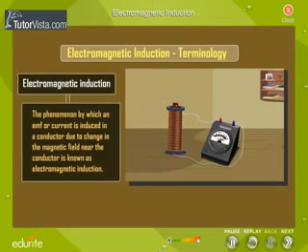The phenomenon by which an EMF or current is induced in a conductor due to a change in the magnetic field near the conductor is known as electromagnetic induction.